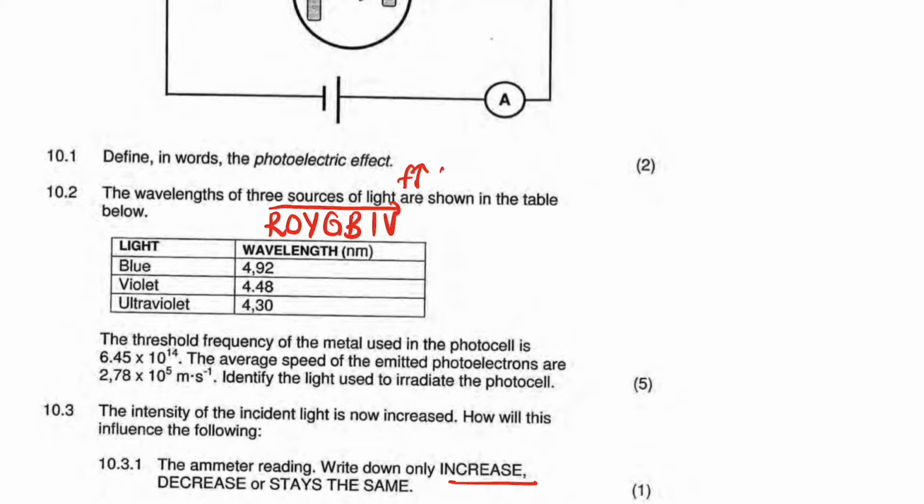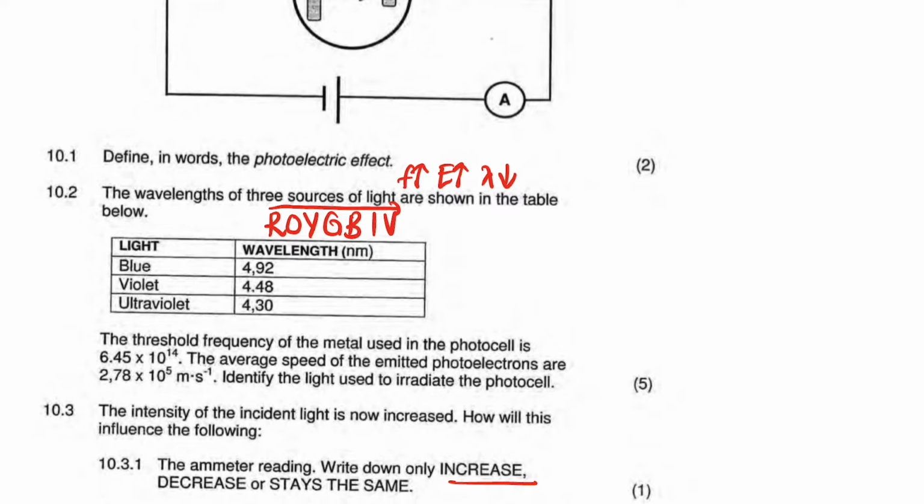violet, and the energy is increasing, and the wavelength is becoming shorter as you move from red to violet. But now the lights that we're given here start from blue to violet. It's blue, indigo, violet. That means the one with the strongest energy is this one.